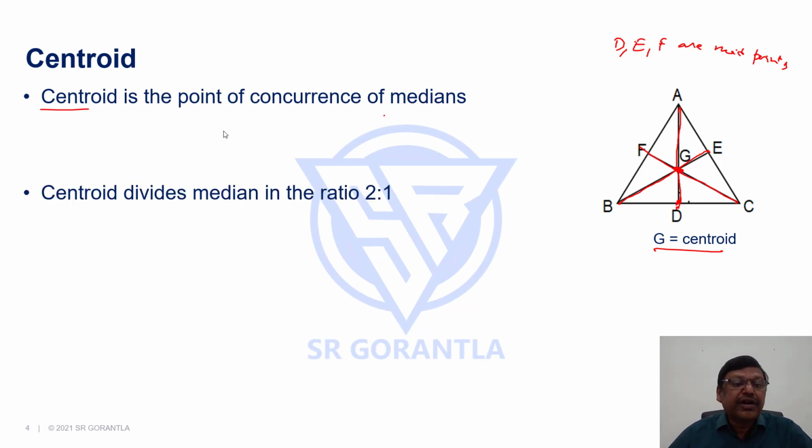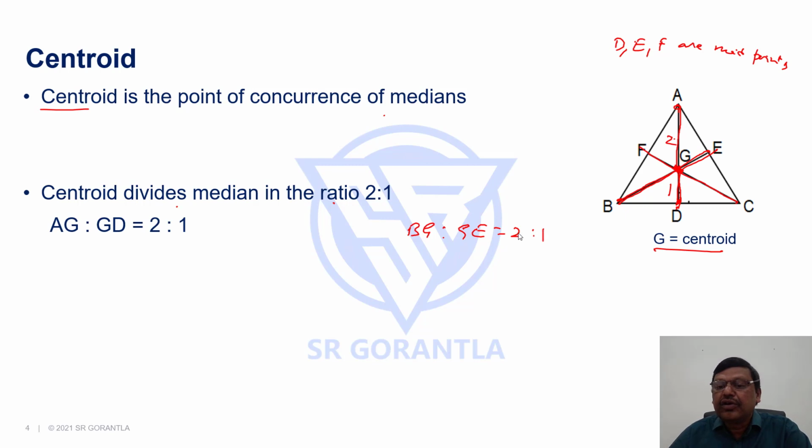Now, centroid divides the median in the ratio 2:1. Which is two parts, which is one part. From vertex to centroid, two parts, and centroid to midpoint, one part. In other words, AG is to GD will be 2:1. Or if I take from vertex to centroid, BG will be two parts. G to E, that is midpoint, that will be 1. BG is to GE will be 2:1. Or if I take CG is to GF will be 2:1. Right? So these are a couple of interesting points on centroid.